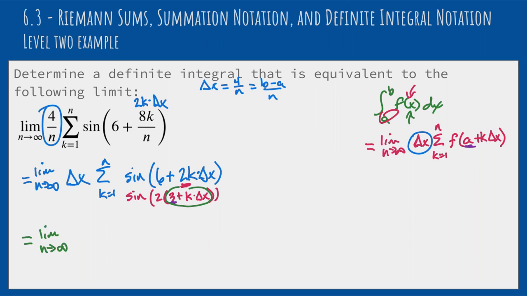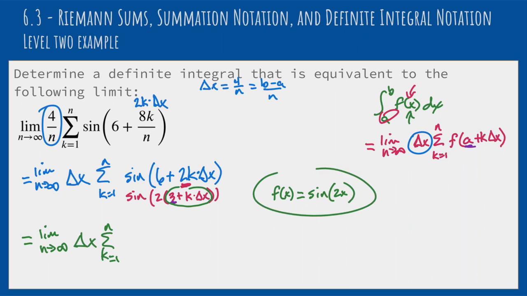I'm going to rewrite this again. So delta x, sum k equals 1 to n of, and what I'm going to do is say f of x equals the sine of 2x. And if we say that, then this whole thing right here is just going to be f of a plus k delta x. So this limit right here is exactly the same as this limit.